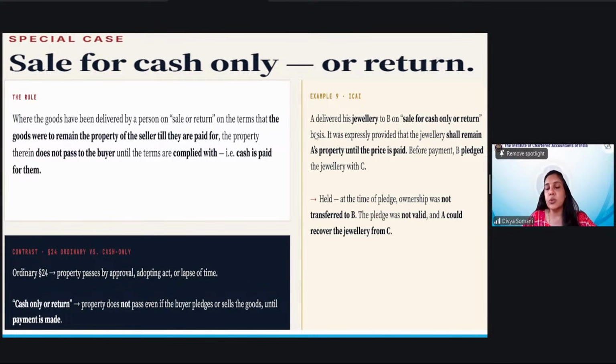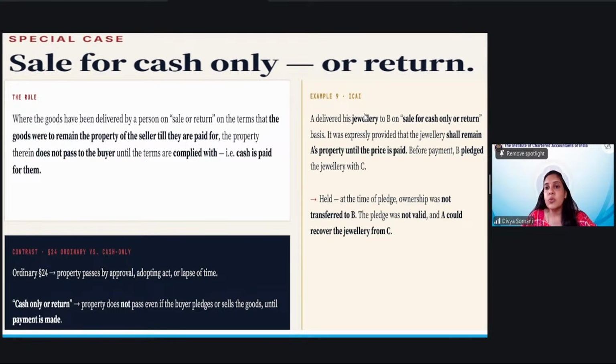And there is an example also with respect to this particular topic. A delivered his jewelry to B. So A is seller, goods are jewelry, and B is buyer. And this is done on sale for cash only or return. So either you do the cash sales or you better return the goods. Or it is generally said that goods are taken on approval and only the ownership will pass when the payment is done. So payment is the only medium when the ownership will pass, okay, even if they are taken on approval.